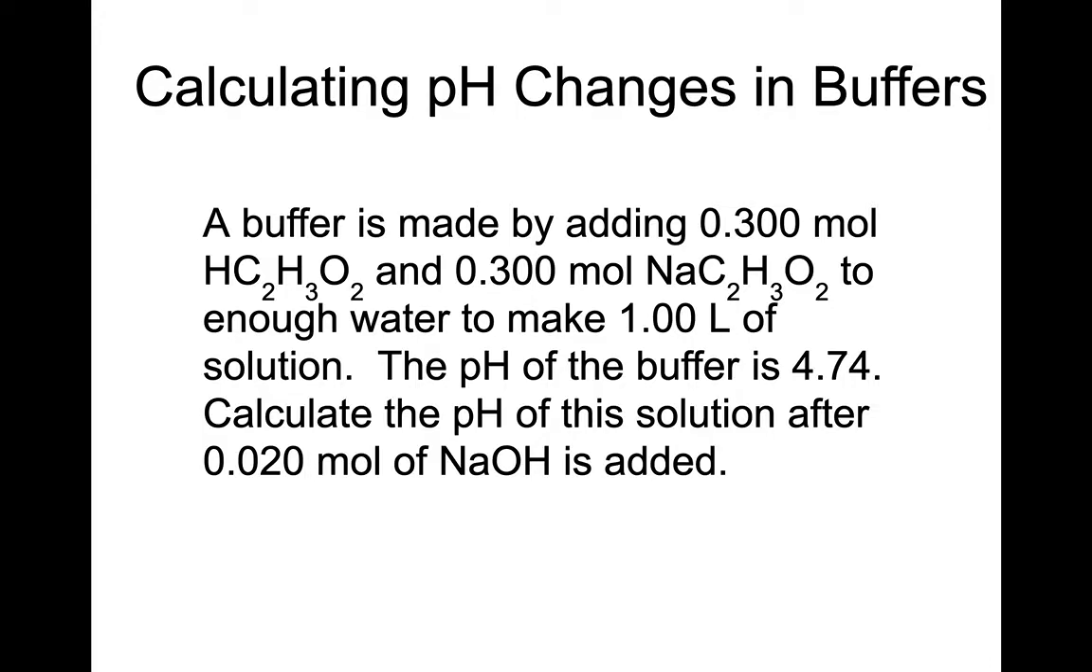In this example, we're making a buffer by adding 0.3 moles of acetic acid and 0.3 moles of sodium acetate to enough water to make 1 liter of solution. The pH of this buffer we measure to be 4.74. We want to calculate the pH of this solution after 0.02 moles of sodium hydroxide is added. So recall, we've got a buffer solution, so we're expecting that it prevents the pH from changing too much.